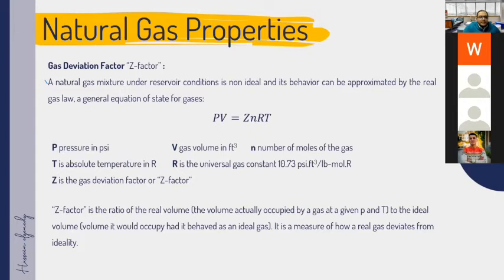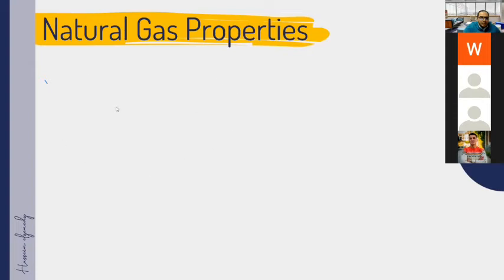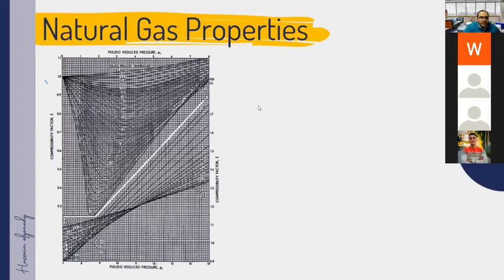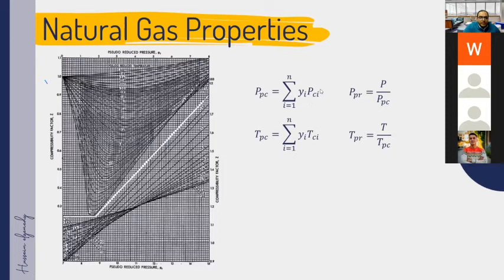And we can calculate the Z factor from charts, such as this one, by calculating the pseudo critical pressure and pseudo critical temperature from the summation of the mole fractions. You know, the critical pressure for each component is known. For methane, for example, it is known, for ethane it is known, but we cannot assume the critical pressure for a natural gas mixture. So we calculate it by multiplying the mole fraction of each component by its critical pressure, and the critical temperature is the same.